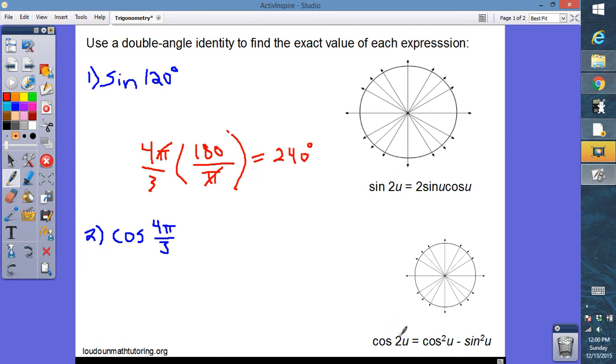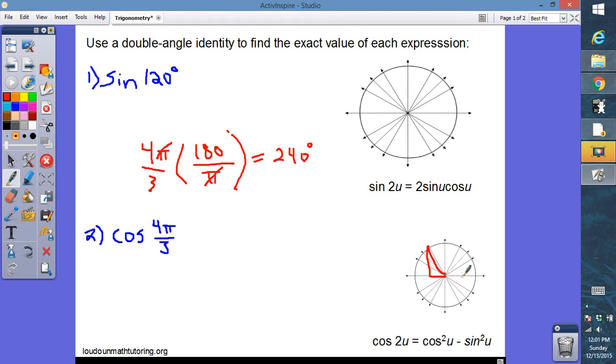All right. So again, we have to figure out what u is going to be. Well, if 2u is equal to 240, so 2u is equal to 240. We're going to divide that by 2. We're going to find out that u for this problem is 120 degrees. Okay, well, we just kind of talked about 120 degrees. Its reference angle is 60.